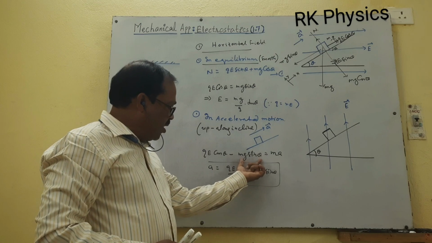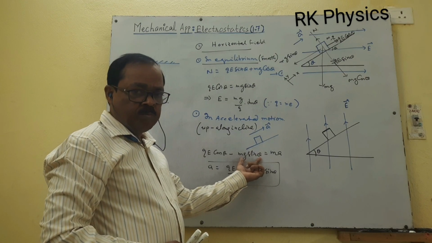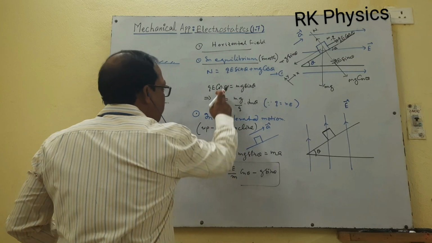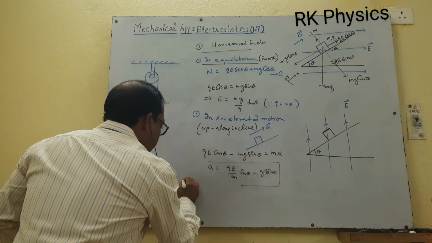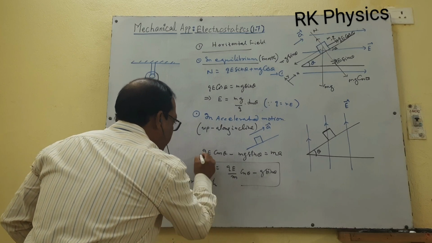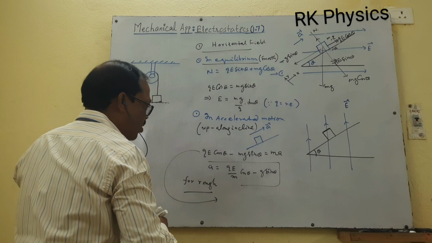Therefore, you take mg sin theta plus friction. I am writing just only one equation here, but not here. That is for a rough surface. You write this equation for a rough surface.